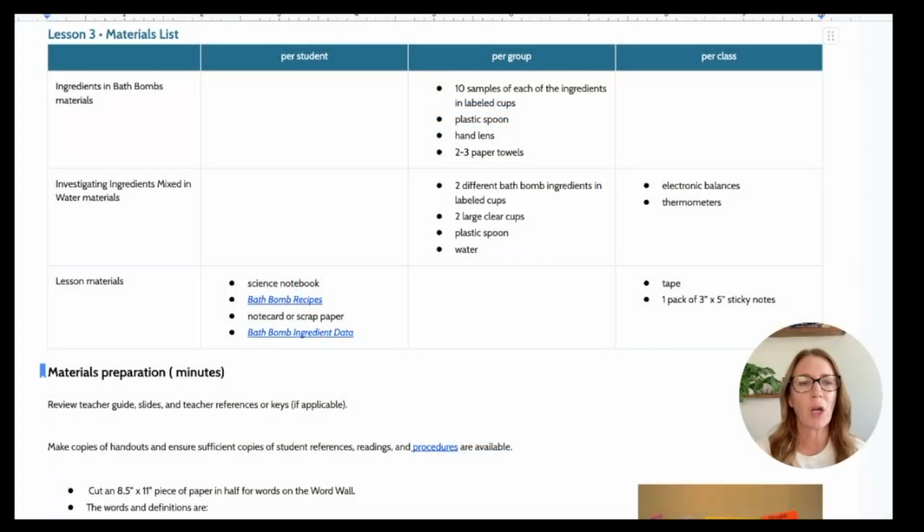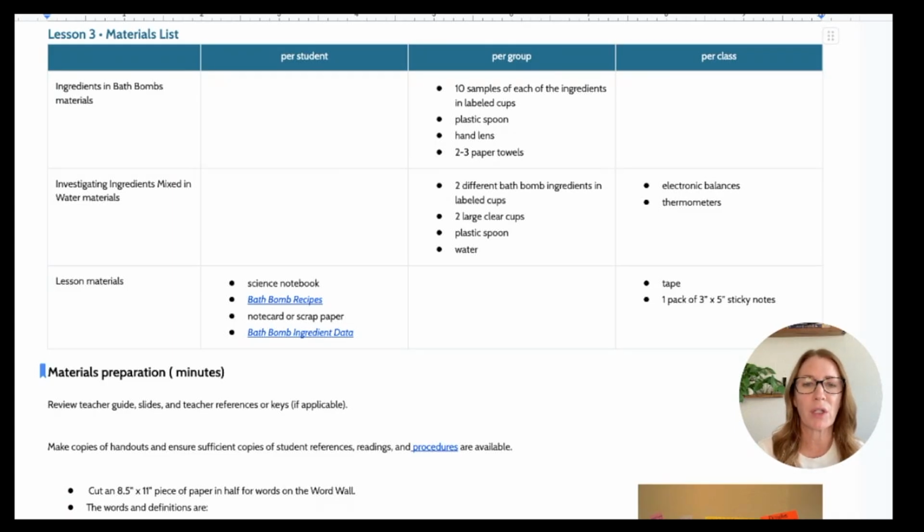In this video, I'm going to go through the materials prep for lesson 3 of unit 7.1. In this lesson, we are going to be investigating the different ingredients of the bath bomb. First, we're going to look at them and just make observations about their properties. We're also developing the term properties. So we're looking at the color and the texture and all those different things.